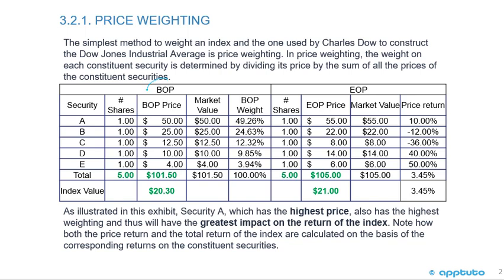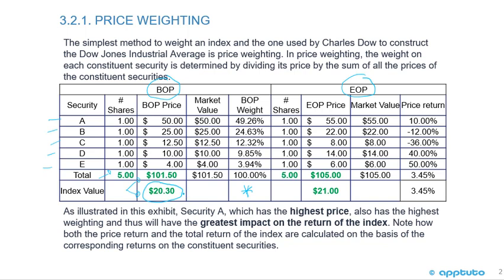So here we have the beginning of period prices, and here we have the end of period prices. We have 5 securities, A, B, C, D, and E. In this case, it's going to be 1 share each because we're looking at the individual constituent security price. So we have beginning prices of 50, 25, 12.50, 10, and 4. We add that up and we get 101.5, and we divide by 5 because there are 5 securities in the index, and we have a beginning value of $20.30.